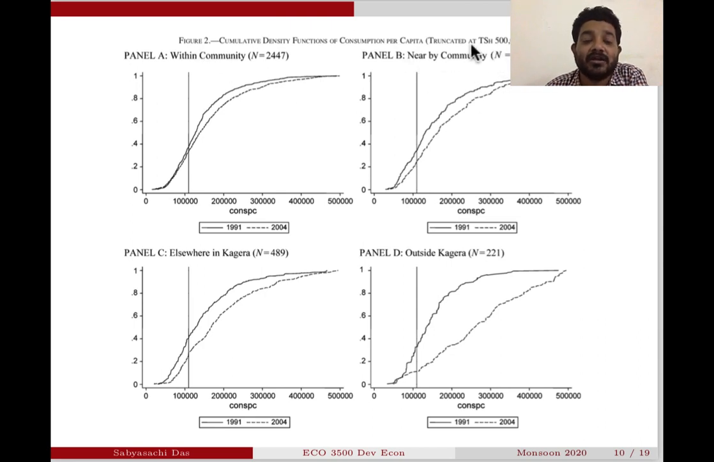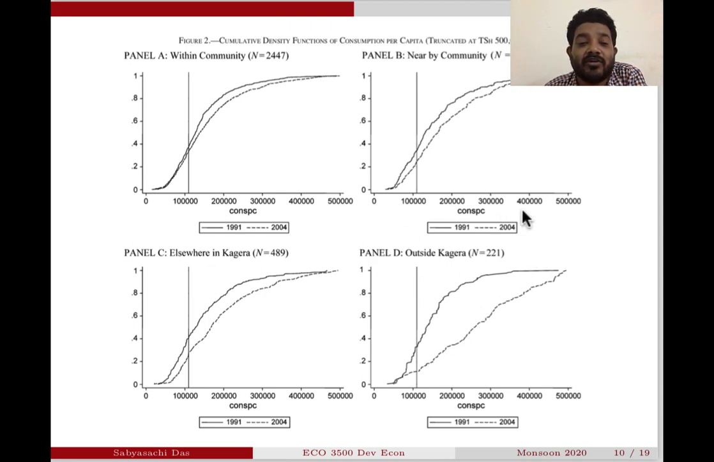For the people who have moved to a nearby village, you do see some fall. Their 1991 distribution looks relatively similar to that of those who stayed within the community, but their 2004 is even more to the right, so poverty reduction is a bit more for the people who moved farther from their community but stayed within the region. There again, the poverty rate was 40% in 91, but now it is a bit more than 20%, say 25% or so, for the people who have moved but stayed within the Kagera region.